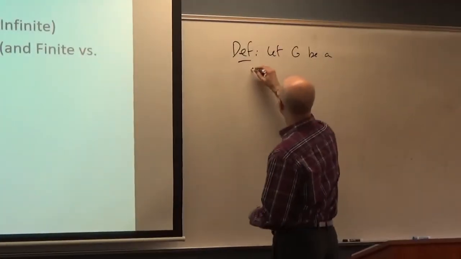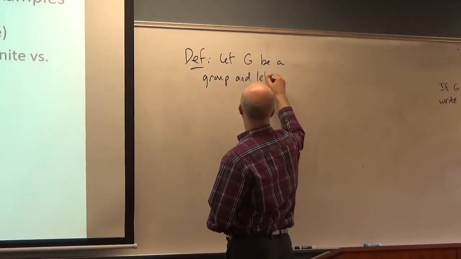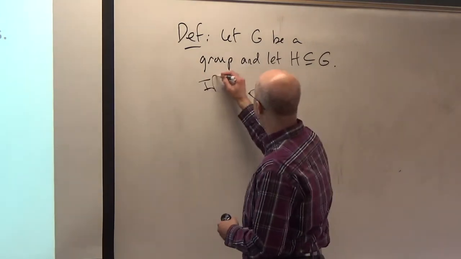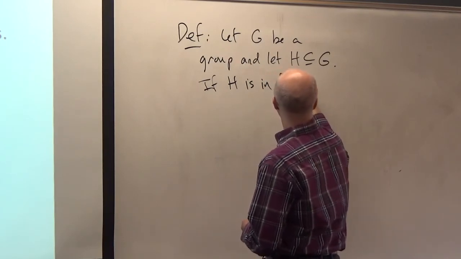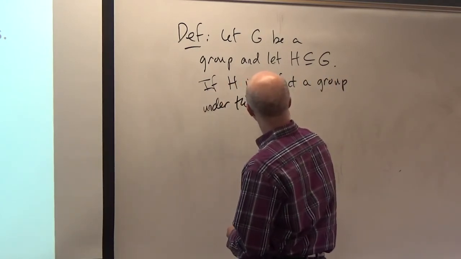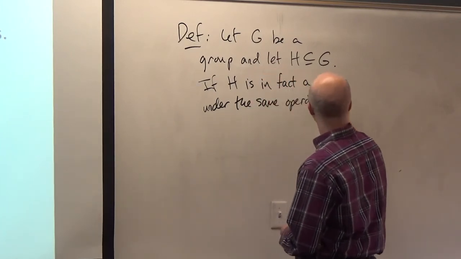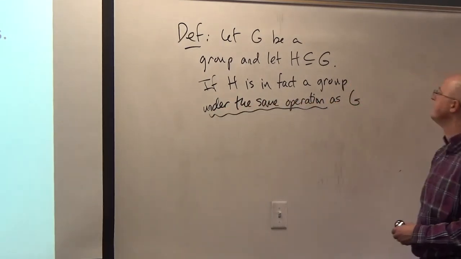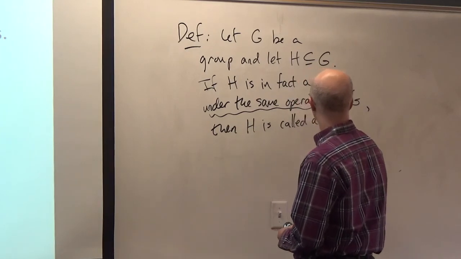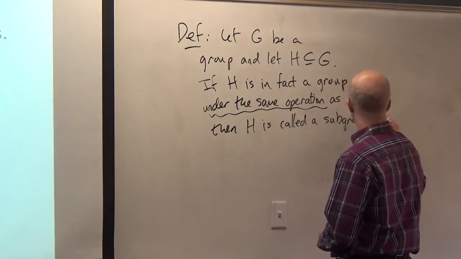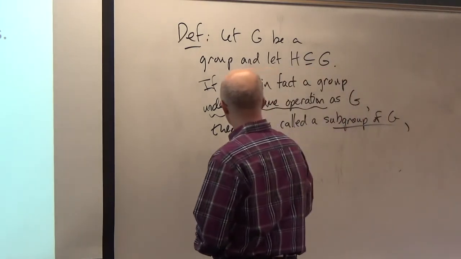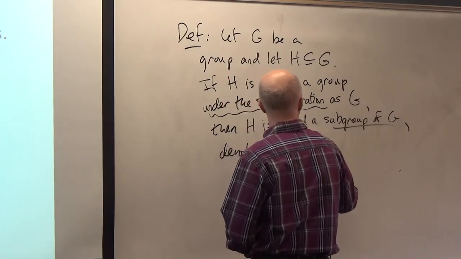Let G be a group, and let H, say, be a subset of G. If H is in fact a group under the same operation as in G, that's very important, then H is called a subgroup of G. And we denote it in a special way. Like that.